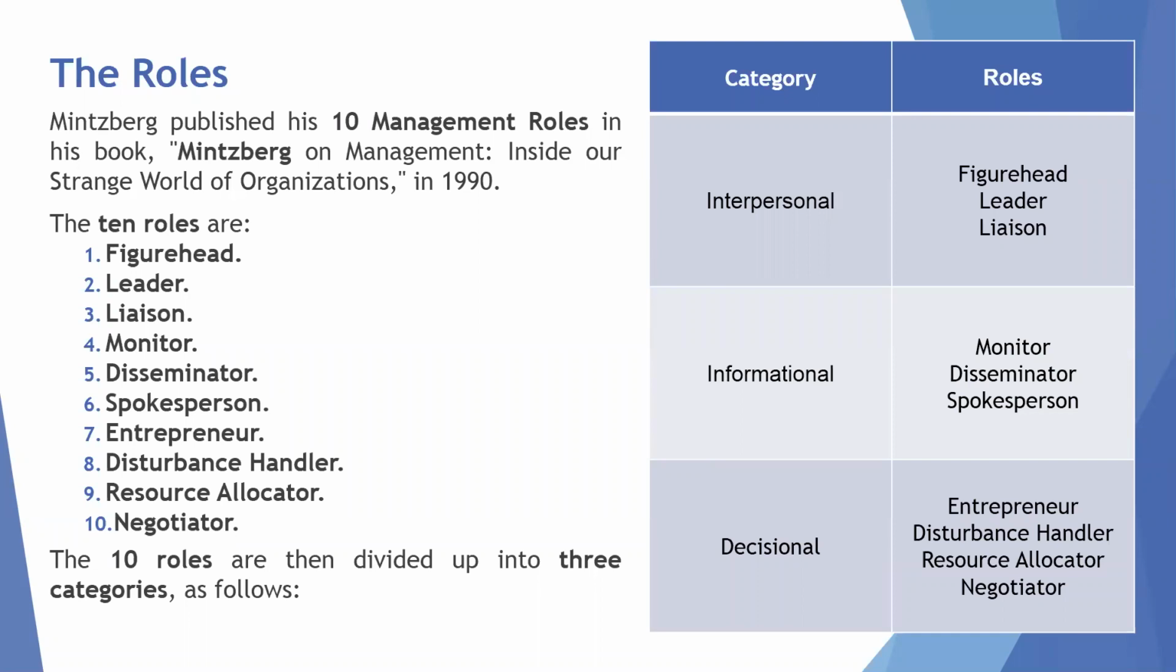Under interpersonal, where you maintain interpersonal relationships, the roles are the figurehead, the leader, and the liaison. These are the people who have good interpersonal relationships. Informational is monitor, disseminator, and spokesperson, and under decisional you come up to entrepreneur, disturbance handler, resource allocator, and negotiator. So we'll move to the next slide.